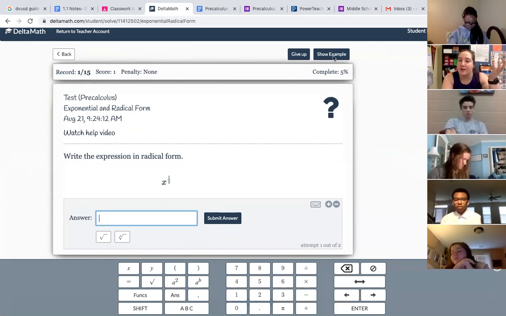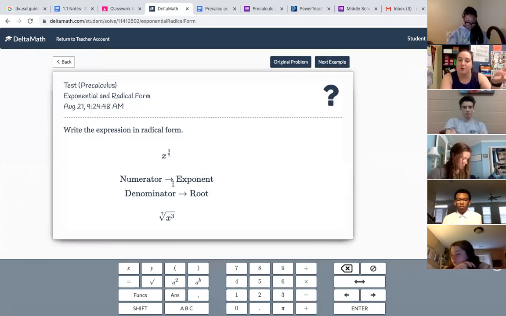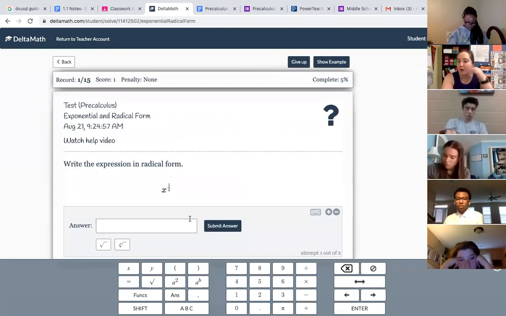Lastly, again, if you're having trouble with a problem, you can click show example, and they'll tell you, okay, remember the numerator becomes the exponent and the denominator becomes the root. And then you can go back and try it.